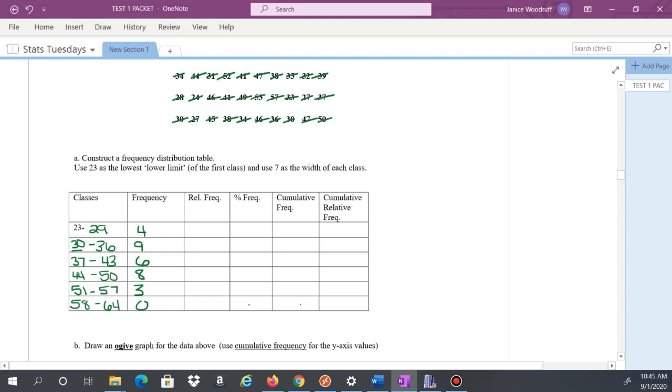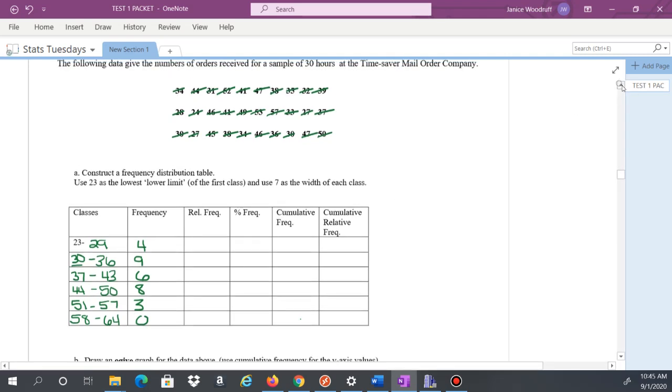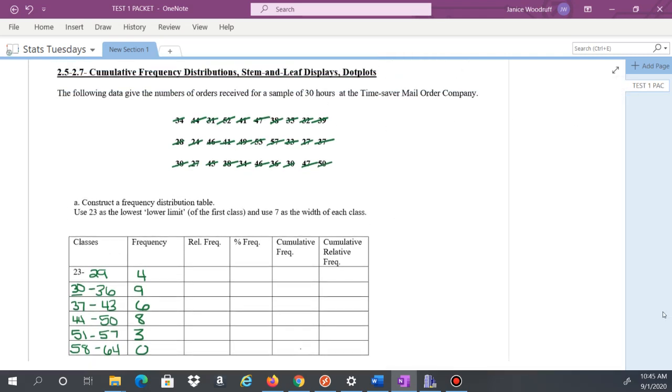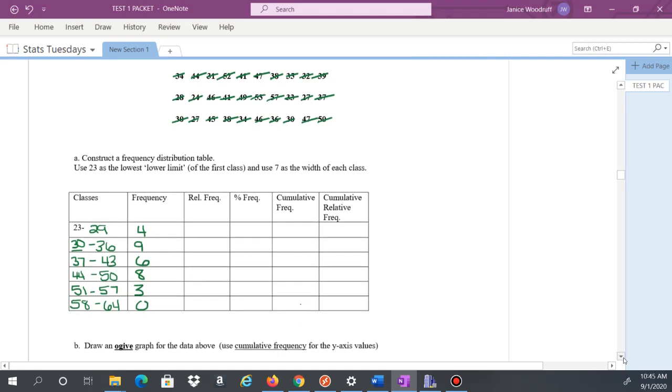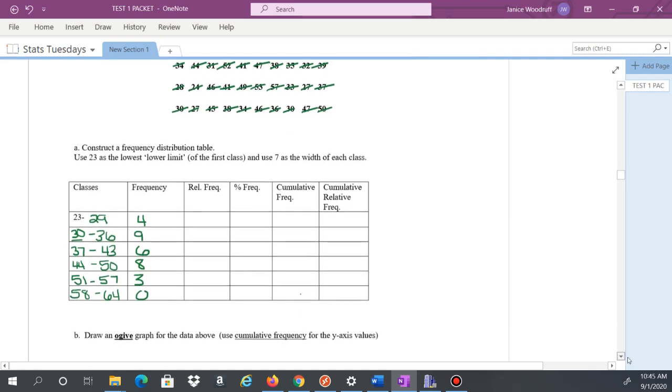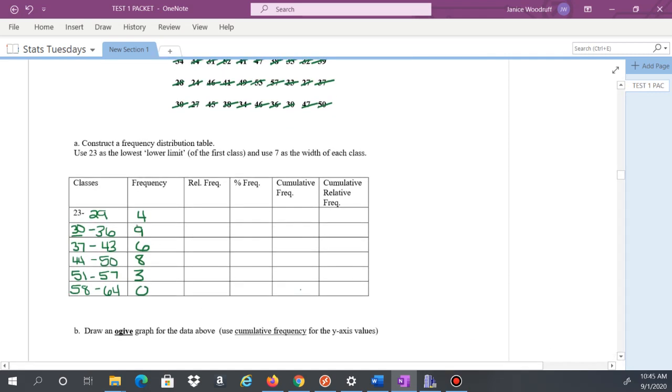Okay, so count them as you go. So you know it said how many there were here, right? There were 30. So if I add up my frequencies, I should get 30. So let's see, 4 plus 9, 13, plus 6 would be 19, plus 8 would be 27, plus 3 would be 30. So the sum of my frequencies is going to be 30.